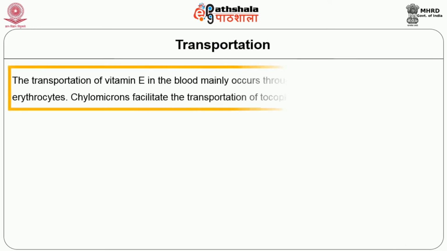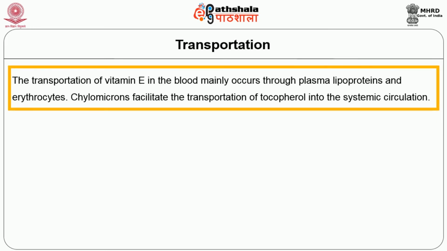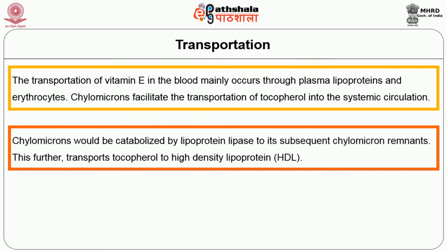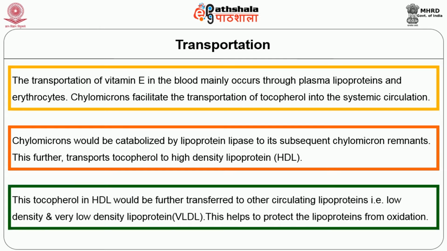The transportation of vitamin E in the blood mainly occurs through plasma lipoproteins and erythrocytes. Chylomicrons facilitate the transportation of tocopherol into the systemic circulation, wherein they would be catabolized by lipoprotein lipase to their subsequent chylomicron remnants. This further transports tocopherol to high-density lipoprotein. This tocopherol in HDL would be further transferred to other circulating lipoproteins, that is low-density lipoprotein and very low-density lipoprotein. This helps to protect the lipoproteins from oxidation.